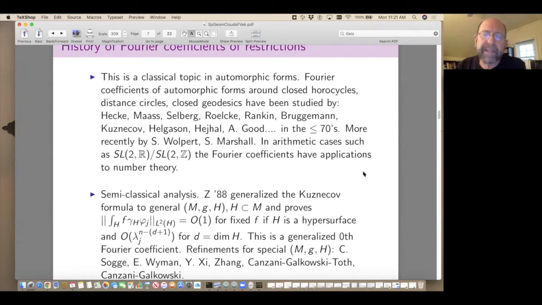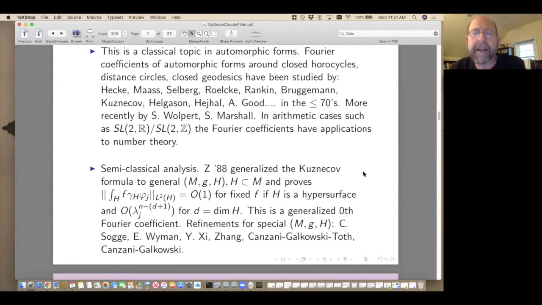All right, so in semi-classical analysis, in the 80s, I did unto Kuznecov what Duistermaat-Guillemin did unto Selberg. I just generalized it in the kind of obvious way using Fourier integral operator theory, and got a general estimate that if you have a hypersurface in any Riemannian manifold, then the periods, just the integral of the restricted eigenfunction over the submanifold, were bounded. So that's for a hypersurface, and for any submanifold, you get a bound on these periods.